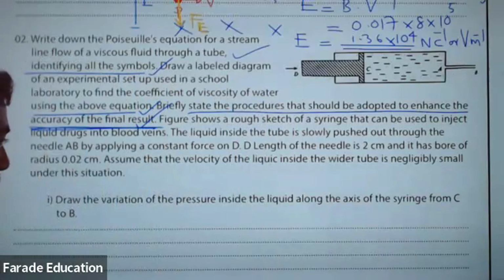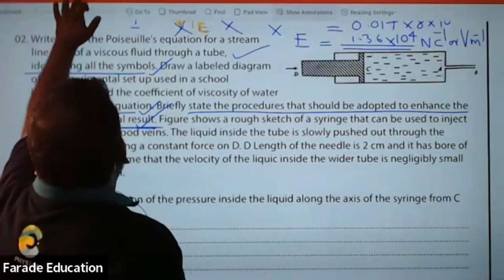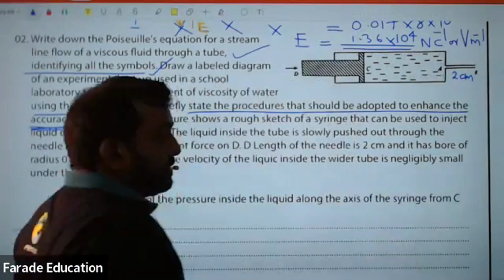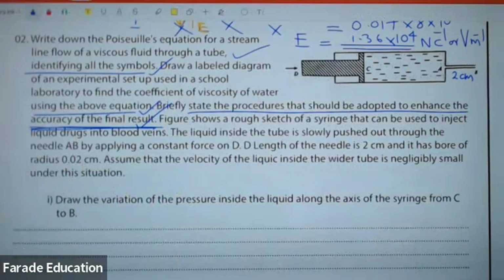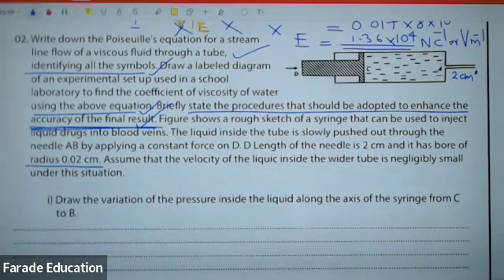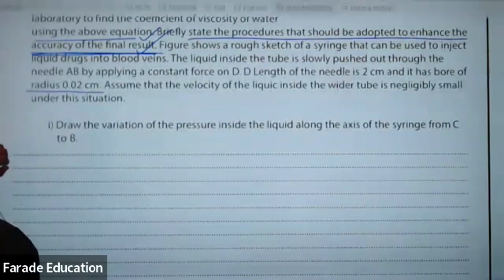Length of the needle is 2 centimeter. If I show it here, this is 2 centimeter. And its bore has a radius 0.02 centimeter. Assume that the velocity of the liquid inside the tube is negligibly small. Draw the variation of pressure along the axis from C to B.